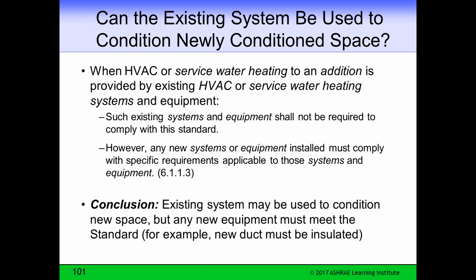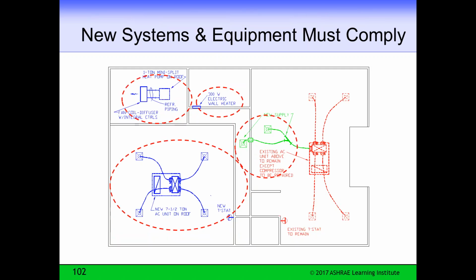Conclusion: existing systems may be used to condition new space, but any new equipment must meet the standard. For example, new duct must be insulated. So what has to meet the requirements of the standard? Not the existing red unit, but the new ductwork from that red unit, the new 7.5 ton unit for the training facility, the new office unit, the 1 ton mini split, and the heat pump and the little wall heater will have to comply.